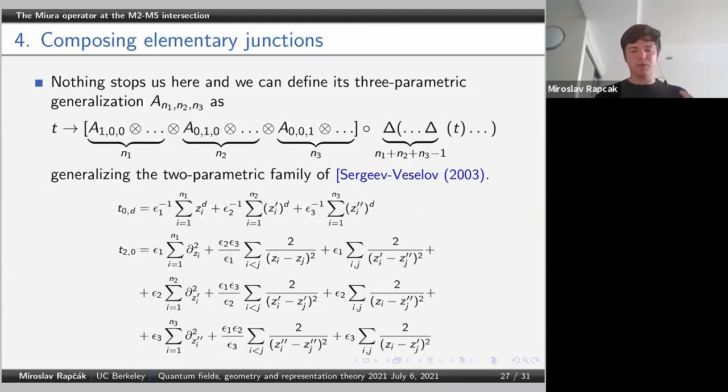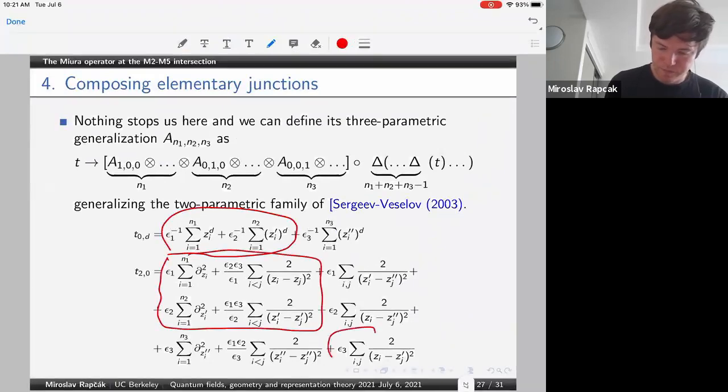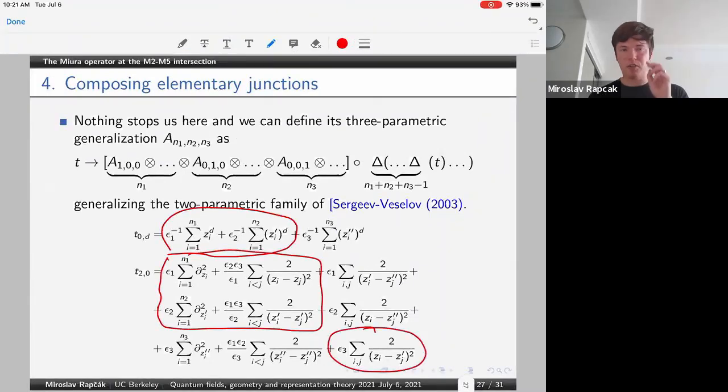One can again resum all the terms that one gets and obtain the following expressions, generalizing a quite well-known two-parametric family, first discovered, I believe, by Sergeev and Veselov, and later on studied by other people. So the original two-parametric family is the one that would correspond to these terms. And as you can see from this construction of the coproduct, these terms can be extended by these extra terms that I haven't circled to obtain a free parametric family. And you can actually discover a triality in these Cherednik algebras.